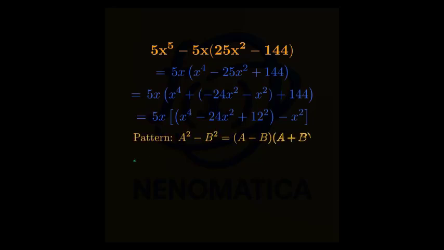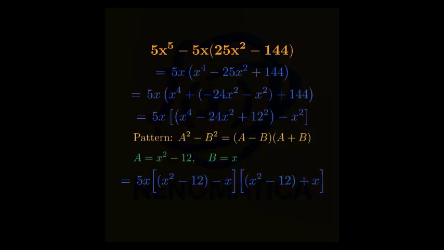a² − b² equals (a − b) times (a + b). Here, a is x² − 12, and b is x. So we factor to 5x times the two binomials (x² − 12 − x) and (x² − 12 + x). Now, simplify those two quadratics. We get x² − x − 12, and x² + x − 12. Each of those can be factored further.